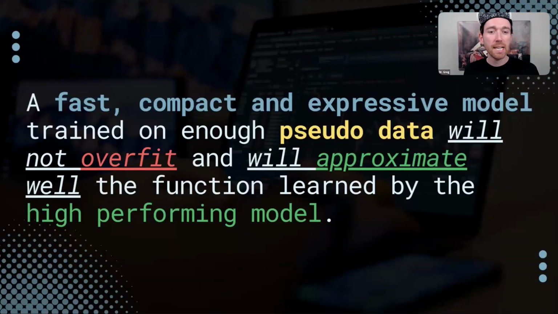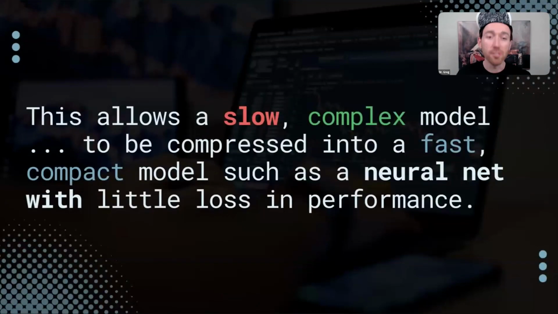And if it is, it's not going to really overfit. It's going to approximate well. And it's going to basically approximate whatever this sort of function, the sort of objective function, the sort of cost function learned by the high performance model. And again, they're belaboring the point here. This allows a slow, complex model to be compressed into a fast model, such as a neural net. '06. That's pretty hype.